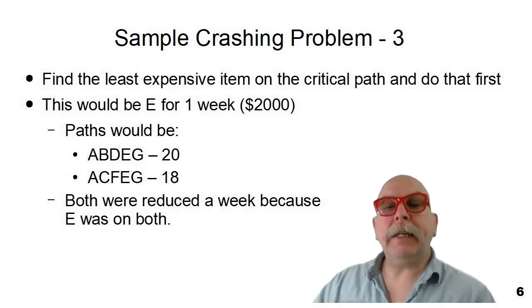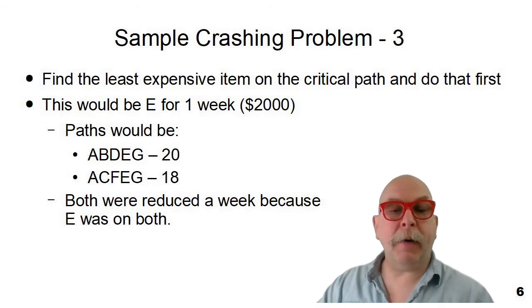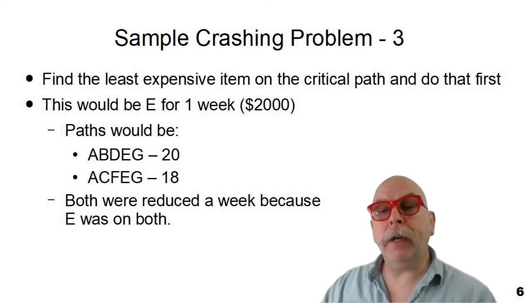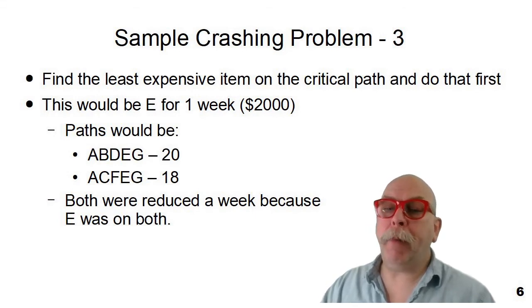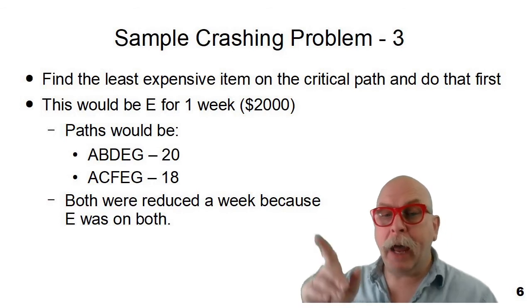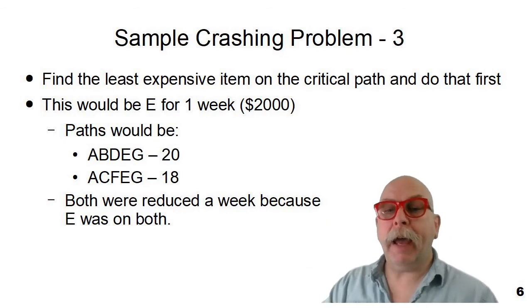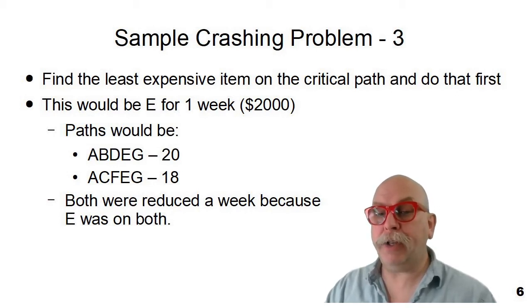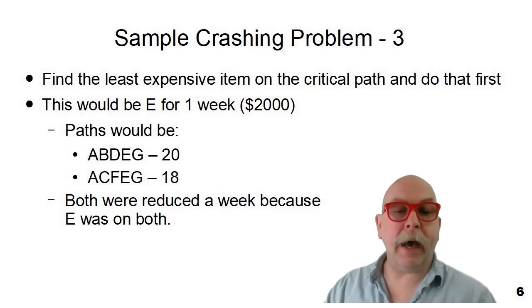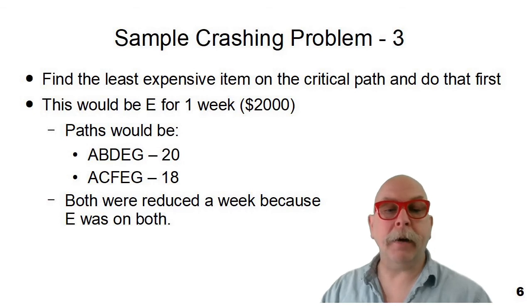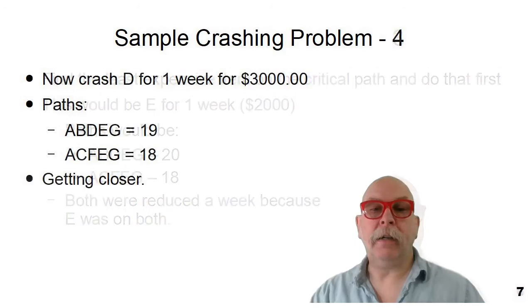So let's look at the least expensive item on the critical path, and that would be task E for $2,000. What that's going to do is shorten both paths, because E happens to be on both paths. And it's then going to take the duration of the project down to the critical path of ABDEG to 20, and the other path through the project, ACFEG, now becomes 18. Let's see what our next thing to do is.